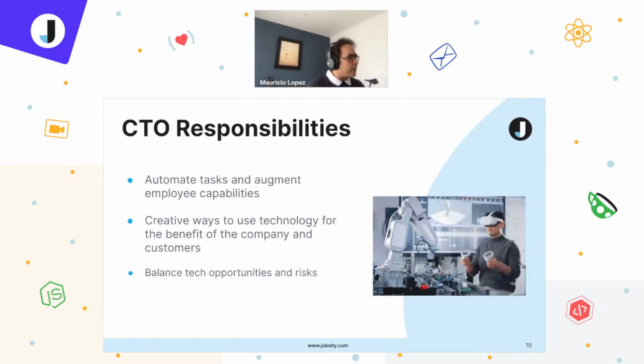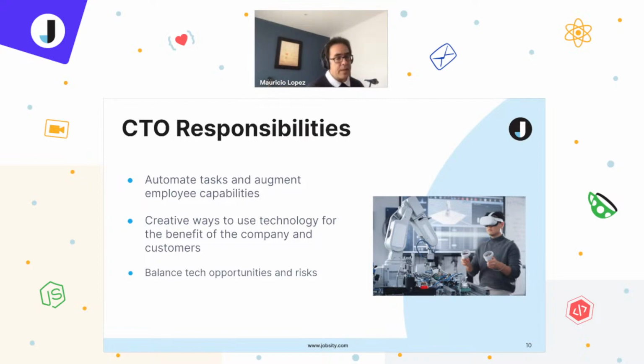Other responsibilities as well: automate tasks and augment employee capabilities. As you know, guys, ChatGPT is something very current at the moment. Some people are saying that a person can become 10x, produce what 10 people can produce. The role of the CTO is to use those technologies and see what can work in a particular company or situation to augment and automate capabilities.